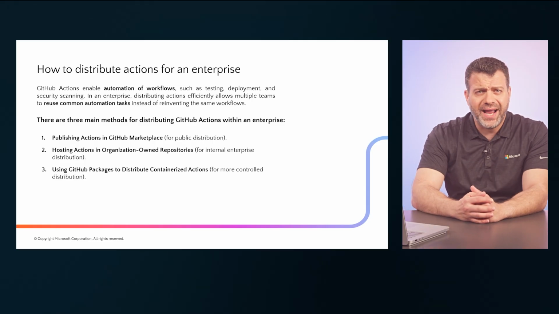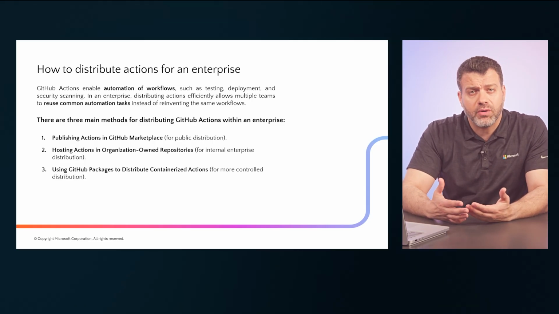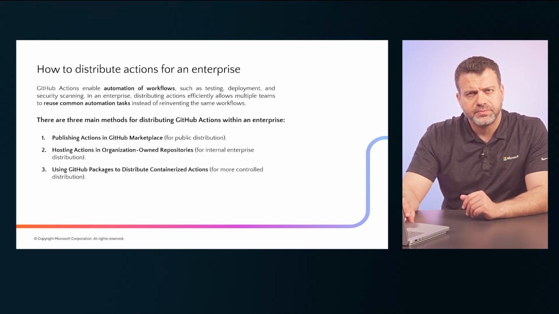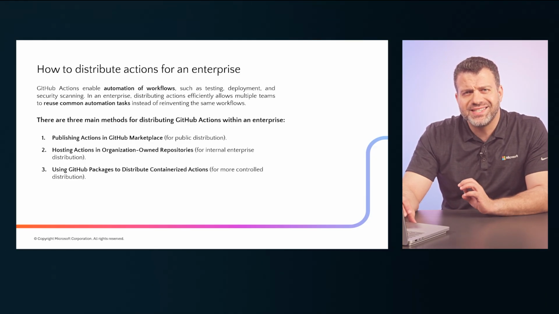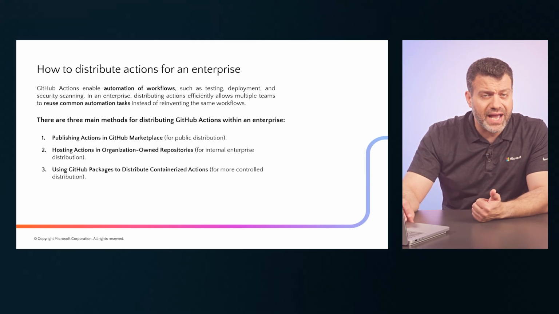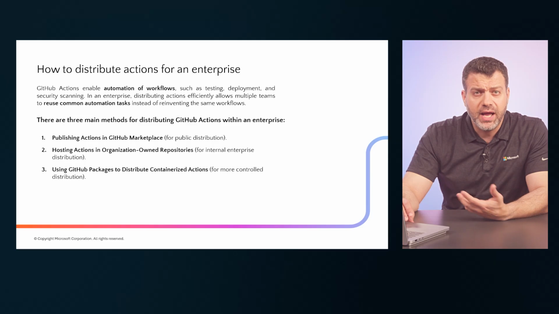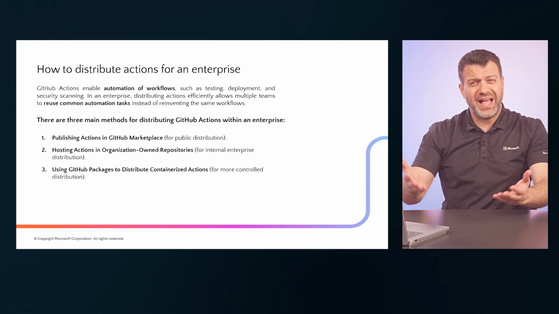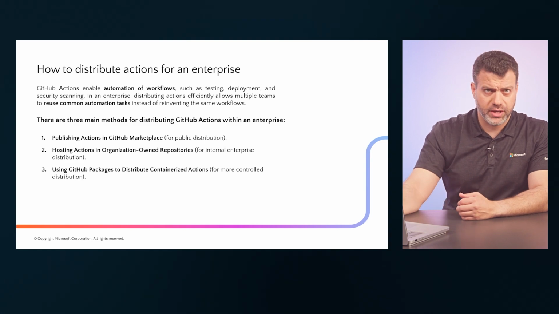Or you can use GitHub Packages. These are for containerized actions. More control, strong security boundaries. In most enterprise environments, you'll primarily use an organization-owned repo because you control access, you can enforce security, and you standardize automation internally. So distribution is about balancing accessibility with security.